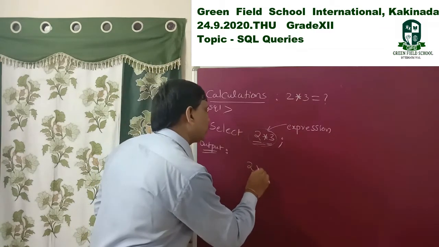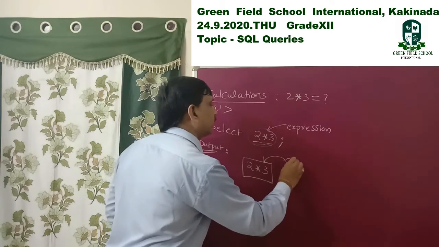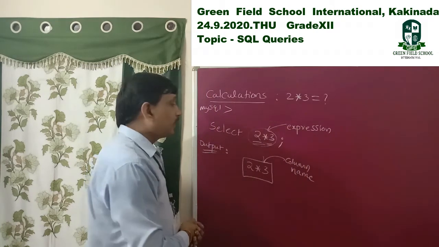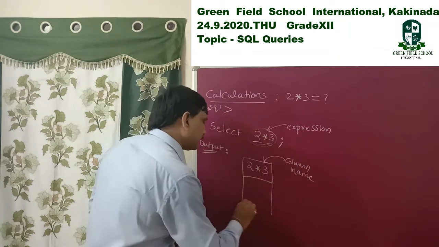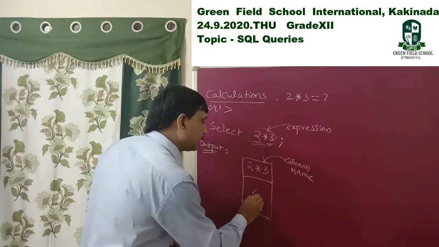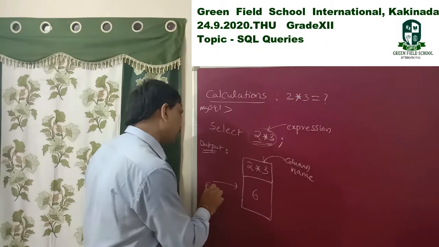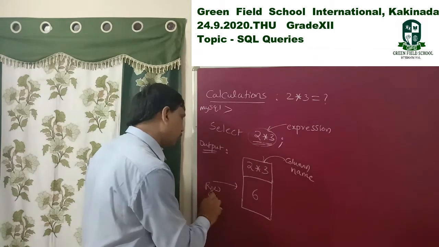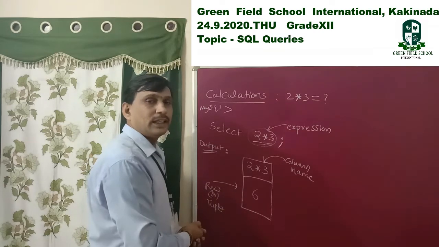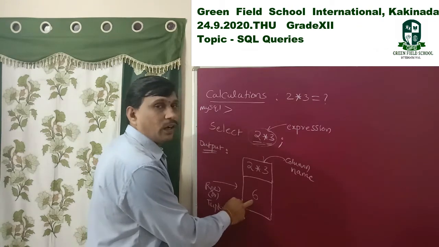So here 2 star 3, this one is the column name. Next, here it displays the output. 2 into 3, how much? 6. It displays the actual original output. This one is acting as a column name, and this one is acting as a row or tuple. Here it displays the tuple or record rows. Okay, it displays the actual output.